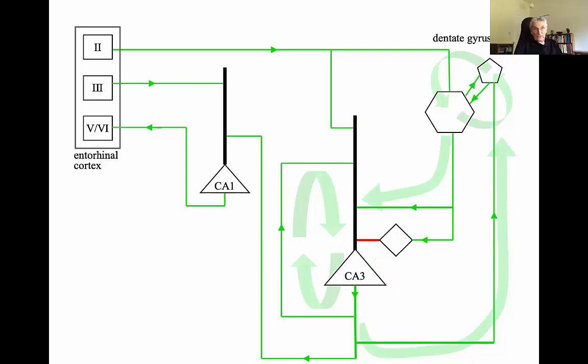Now, granule cells tend to target CA3 pyramidals with similar receptive fields, and they target those pyramidals both directly and via the interneurons.